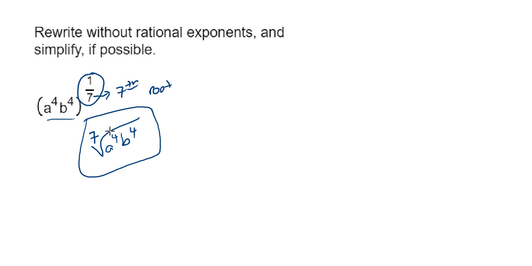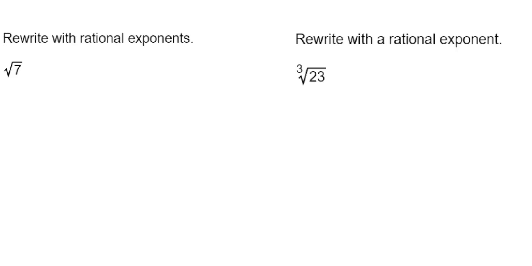There's nothing to simplify here. I know it says simplify if possible, but these powers are not big enough to simplify with a 7th root. Because remember, 7th roots cancel out with powers of 7. And so you need at least 7 here for anything to happen. So since that's not big enough, nothing's going to cancel out, nothing reduces, nothing simplifies. All right, let's take a look at another example.